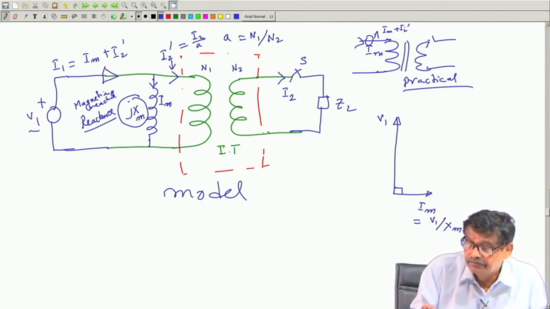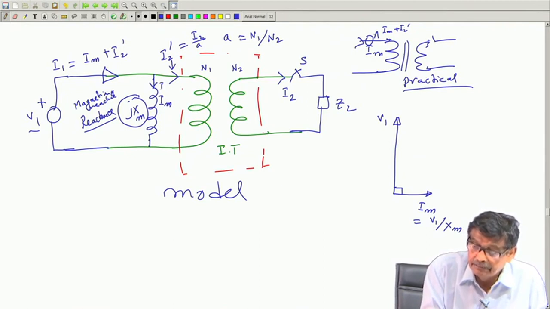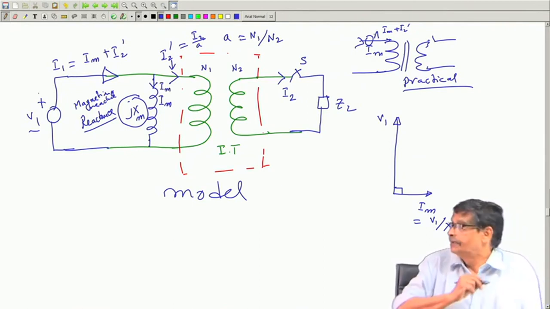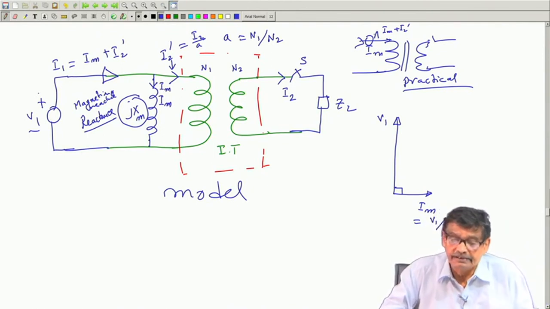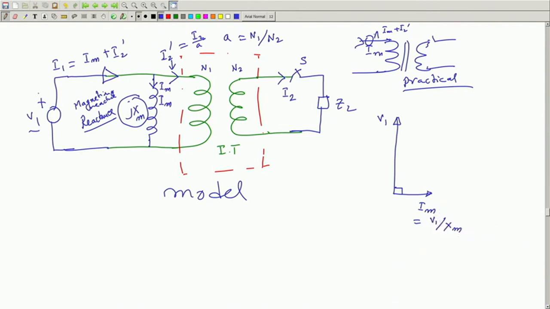Close this switch, and from the knowledge that this portion is ideal, here now will appear a reflected current I2 dashed, and I2 dashed plus Im will give you I1. We will continue with this in the next lecture, but please go through this portion very carefully.